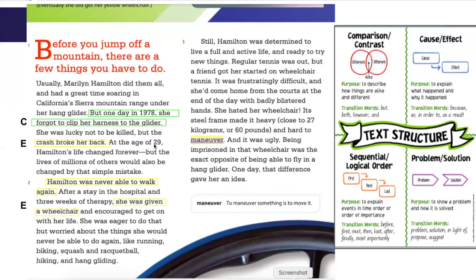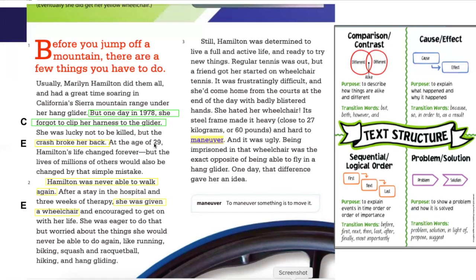So I've annotated this in my text. Remember, this was an effect from her not clipping the harness to her glider, and she broke her back. I'm going to read and look for signal words in paragraph 3 to see if it can help me recognize the organizational pattern. Let's see if you can find any as I read it aloud.